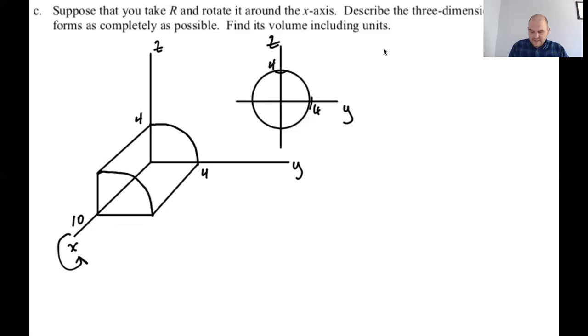So here, we can definitely write an equation for this. This is y squared plus z squared equals 16. We can definitely parameterize that, right? y is 4 cosine, z is 4 sine. That'll work. What's happening with x? Well, x can be anything between 0 and 10. Let me jot that down. Zero to 10.